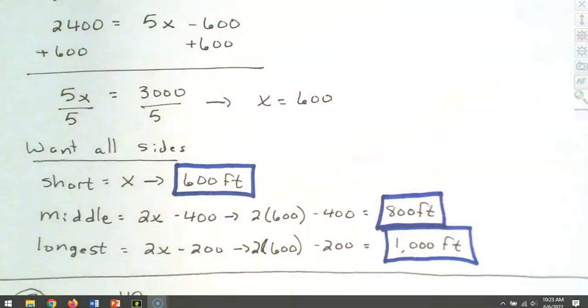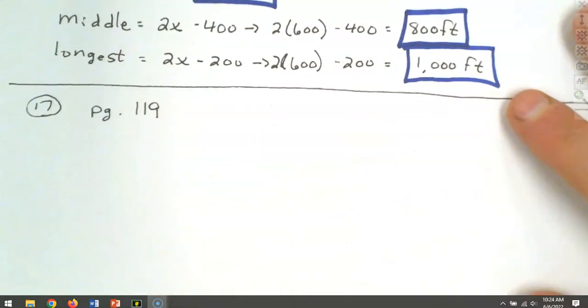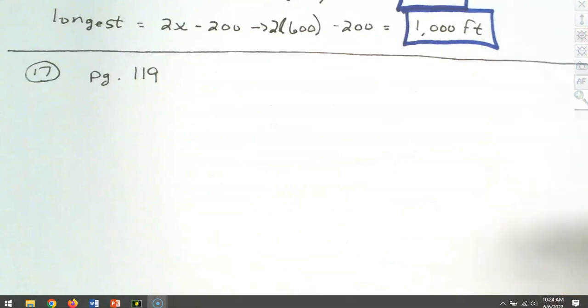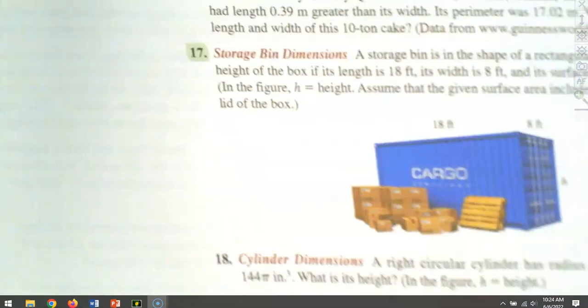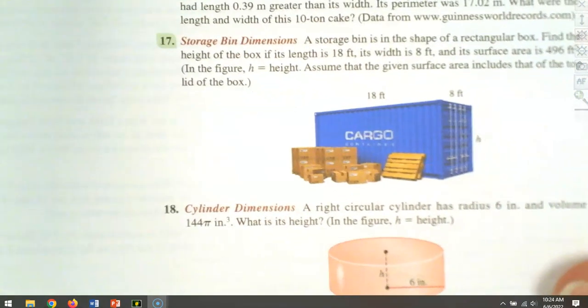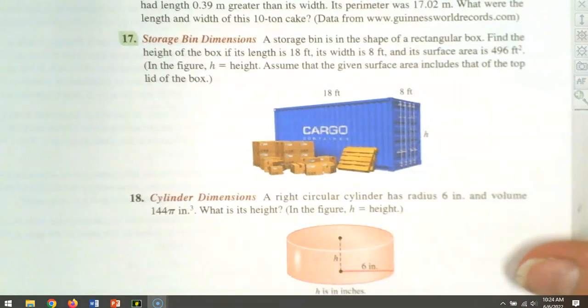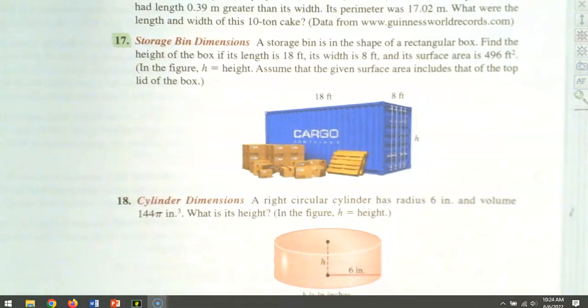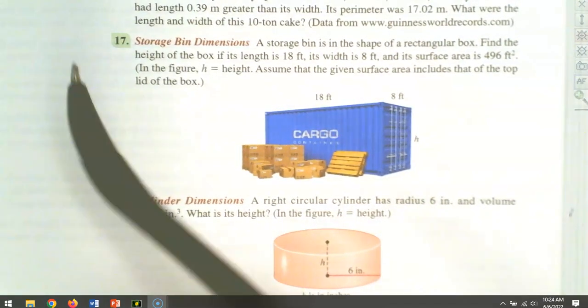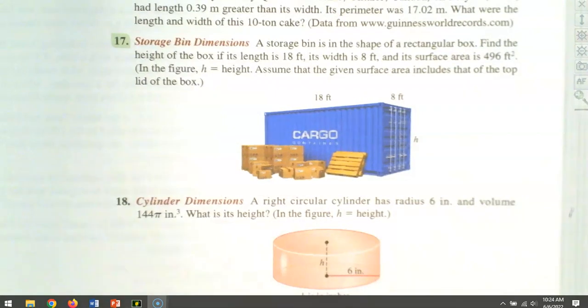So we're going to look now at 17. This is on page 119. We're going to look at question 17. And so we're looking at a storage container here, shipping container. And we're going to first read it. That's what we always do. We always read it first, and then we go back and we look at each piece. We try to figure out how we're going to use the information.